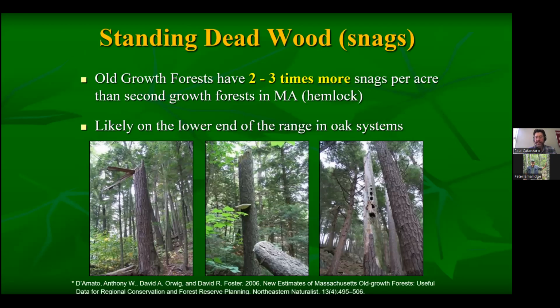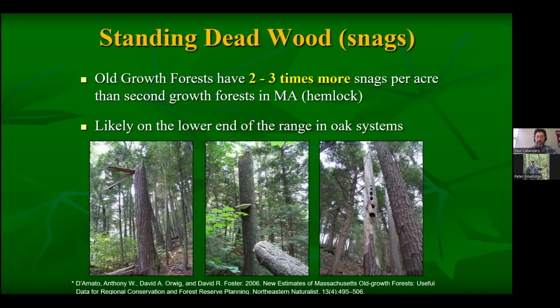And it's not just this down dead wood, it's dead standing wood, otherwise known as snags. And in some of Tony's dissertation research, he quantified that it's, again, 2 to 3 times the amount of dead standing trees that were in these old growth systems.